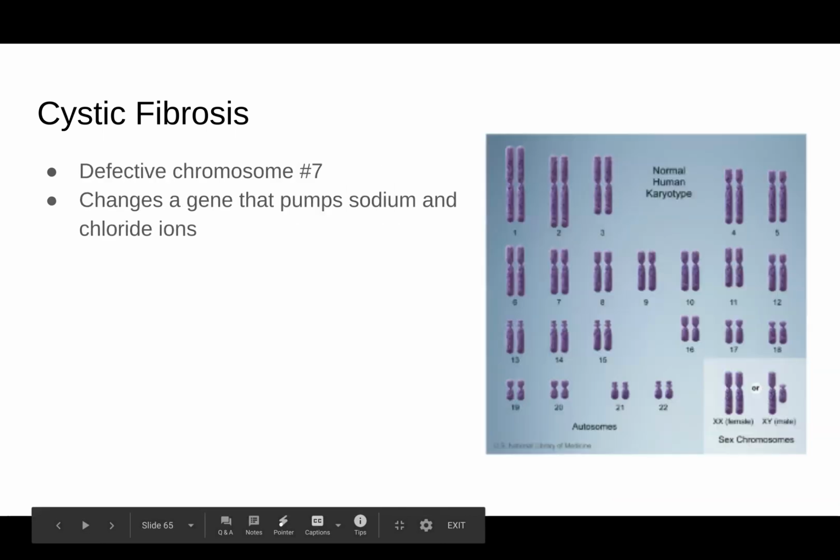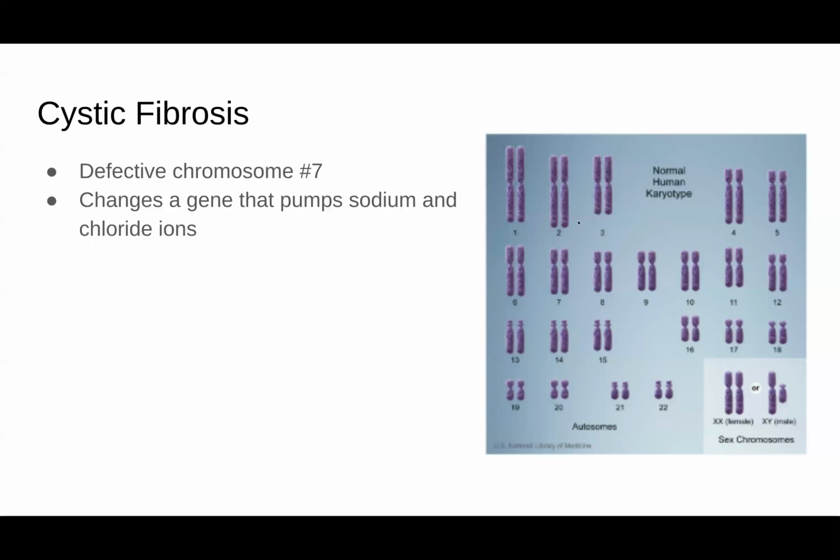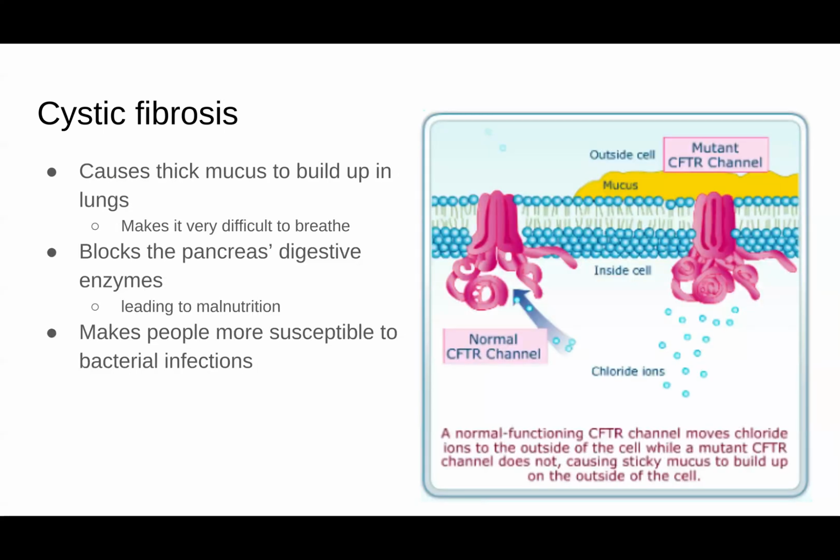Cystic fibrosis as a disorder arises from a defect, a mutation, on your 7th chromosome. It changes very minimally a gene that pumps sodium and chloride ions in and out of your cell. And what ends up happening is that cystic fibrosis essentially affects the outside of your cell. So we have just a normal lung cell here. This is typically where cystic fibrosis attacks. It's typically a lung disease.